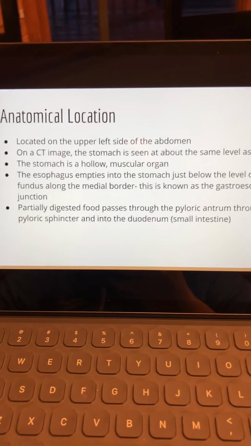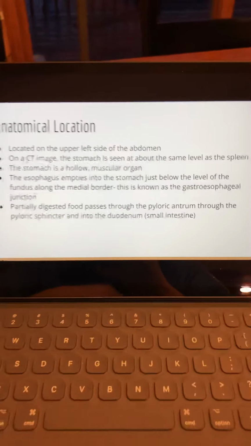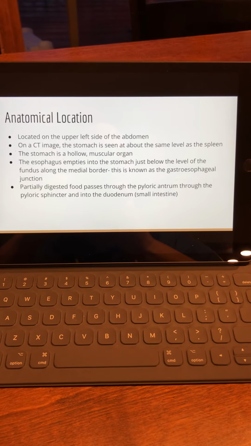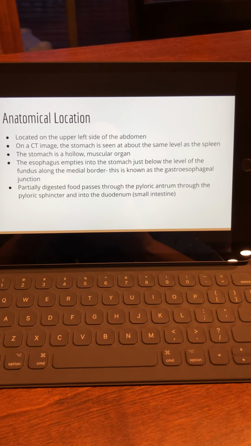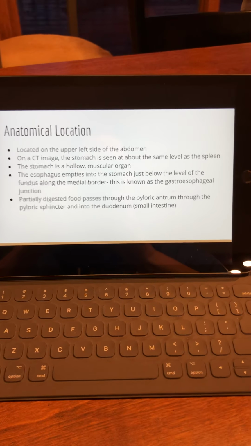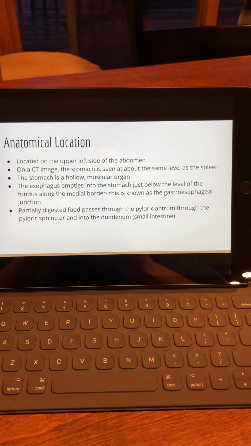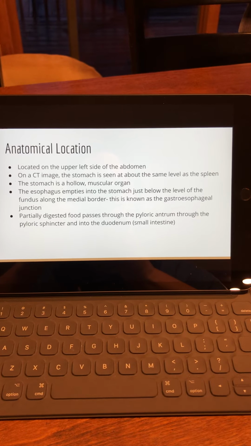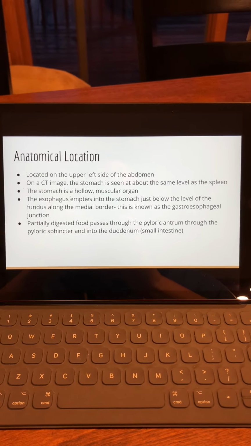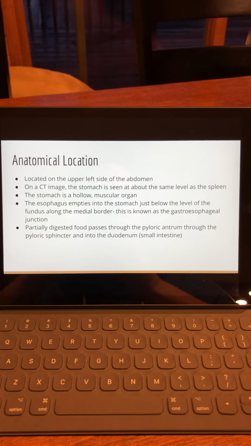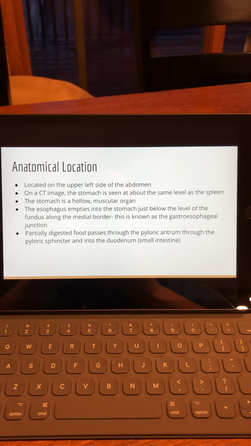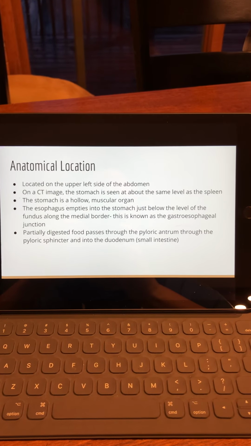The stomach is located on the upper left side of the abdomen, and when you're looking at a CT image, the stomach is seen at about the same level as the spleen. The stomach is a hollow muscular organ, and the esophagus empties into the stomach just below the level of the fundus along the medial border, and this is also known as the gastroesophageal junction. And then partially digested food passes through the pyloric antrum, through the pyloric sphincter, and into the duodenum.